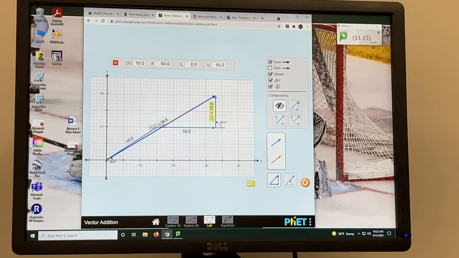Then that's the result there. So this 18 plus this 18 plus this 10, with these particular angles, the result is 38.6 at an angle above the horizon of 31 degrees. All right, so that's one way of doing it.